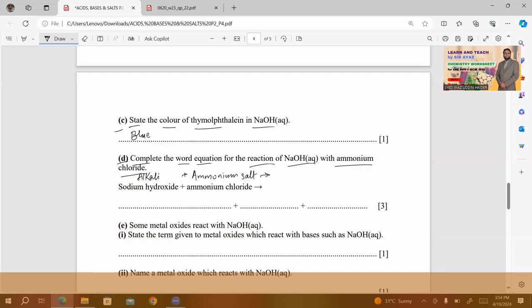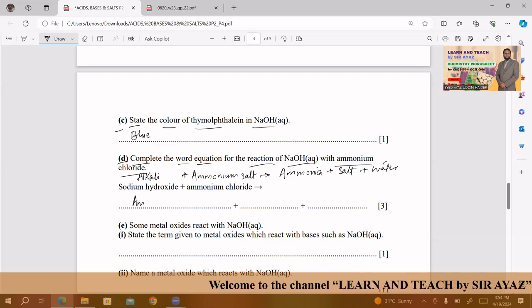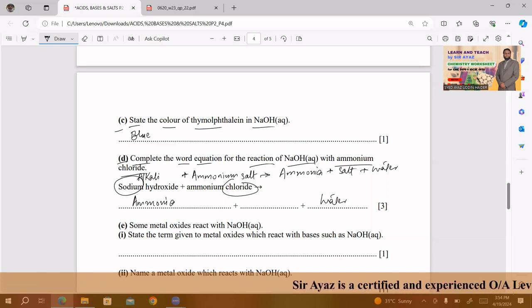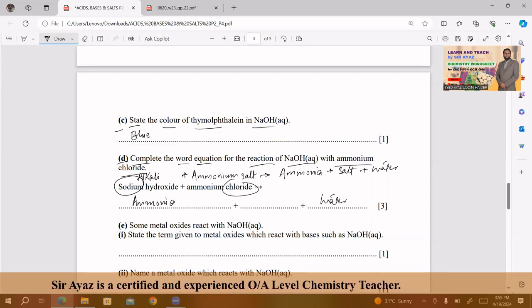What we will get: ammonia gas plus salt plus water. So I will write ammonia and here water. What about the salt? Salt must contain sodium ion coming from the alkali and chloride from the ammonium salt. So you write sodium chloride.